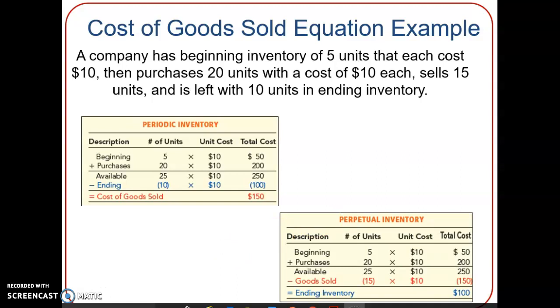For a perpetual system, we have the same information. So the total cost of the beginning inventory is $50. Purchases are $200. So total available is $250. Cost of goods sold is $150. So the ending inventory should have a cost of $100.